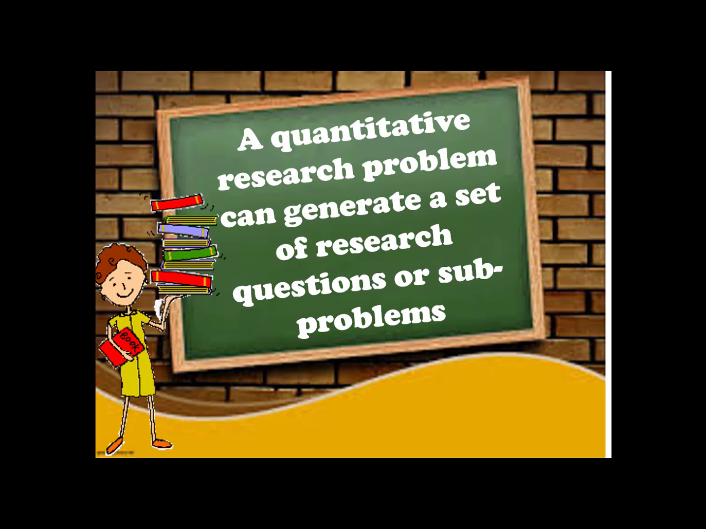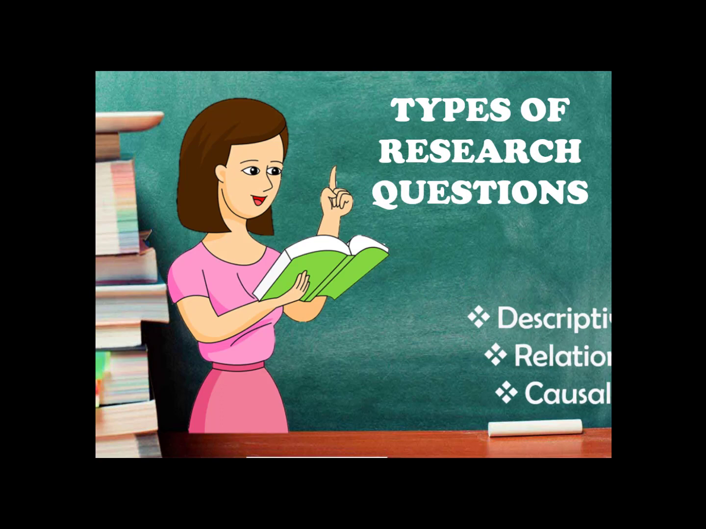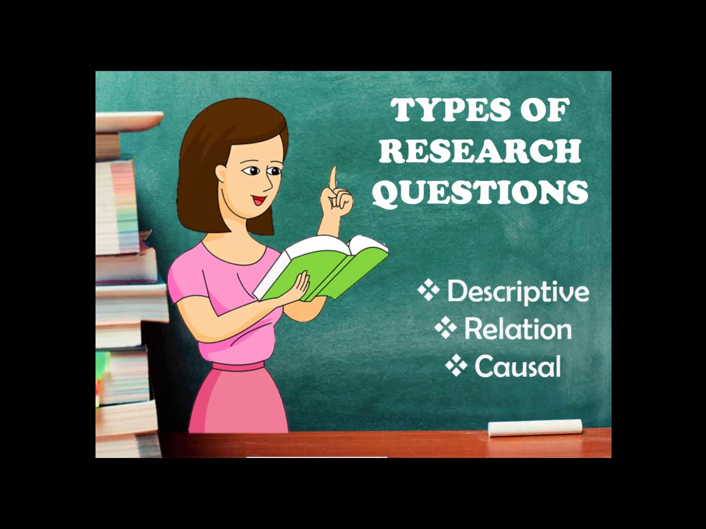A quantitative research problem can generate a set of research questions or sub-problems. These research questions or sub-problems may fall under any of its types. There are 3 types of research questions. These are descriptive research questions, relation questions, and causal questions.